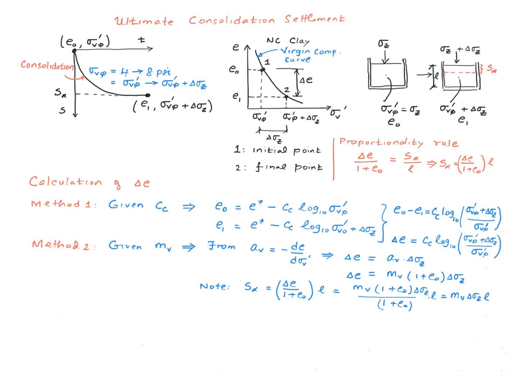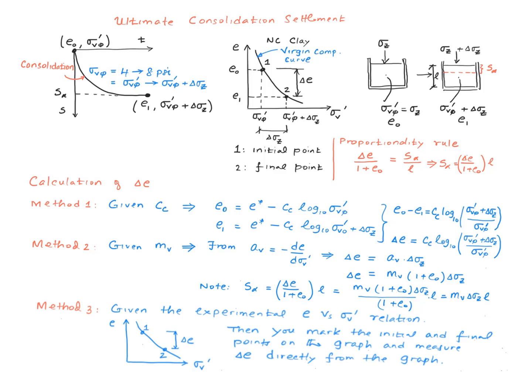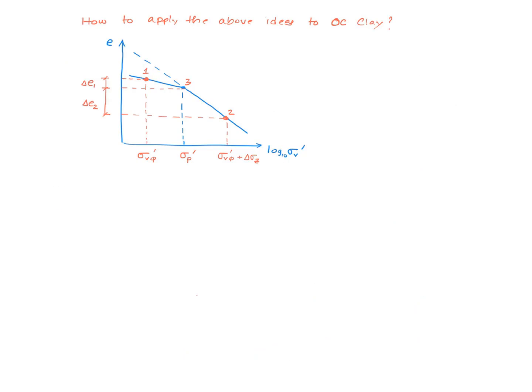The third possibility is that the data has not been processed yet. You just have the raw data. All you have to do is to go in and mark the initial and the final points right on the graph and measure delta e directly from the graph. What if we have an over-consolidated clay? Well, the extension of the above ideas to OC clay is fairly straightforward.